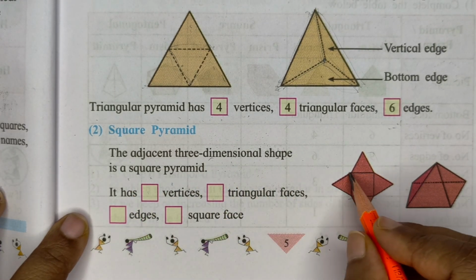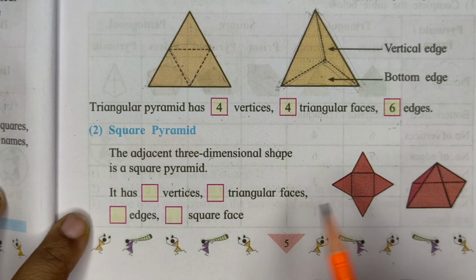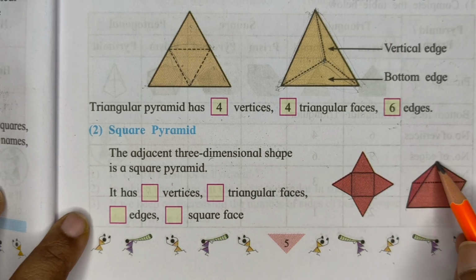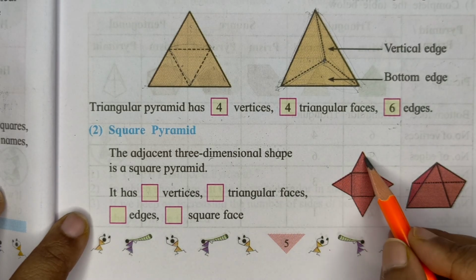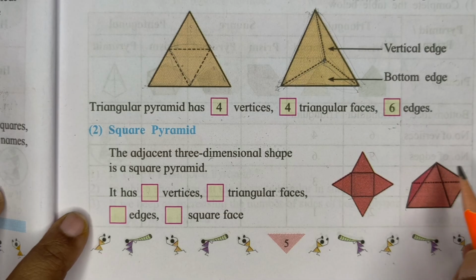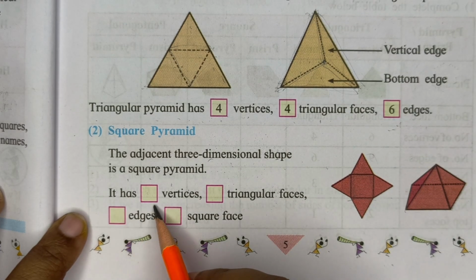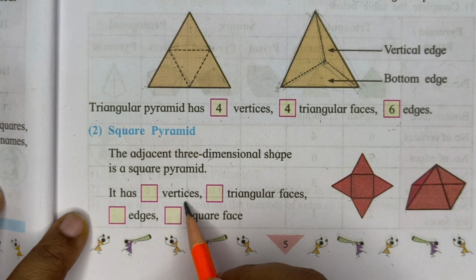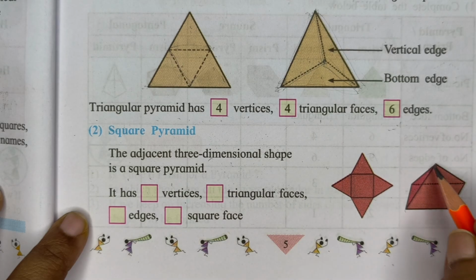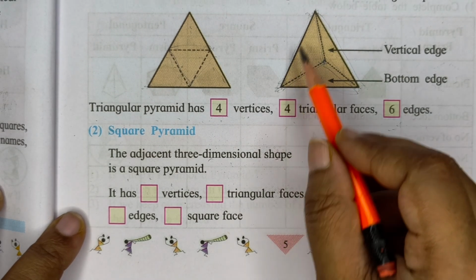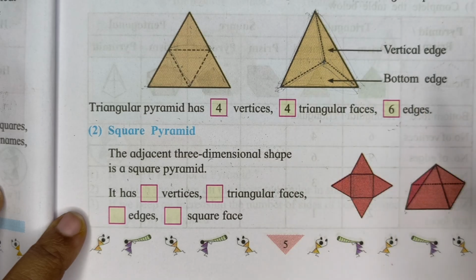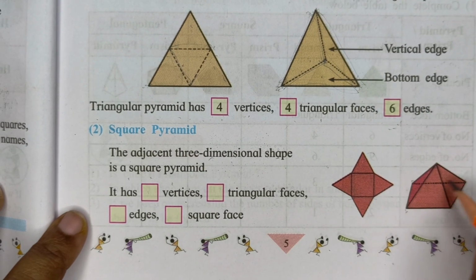See here, now this is a square at the base. When you join these 4 parts over here, you will get a square pyramid. Now it has dash vertices. Count how many vertices it has. In the triangular one, what did we have? At the bottom we had 3 because it was a triangle. Here it is a square, so at the bottom we have 4.